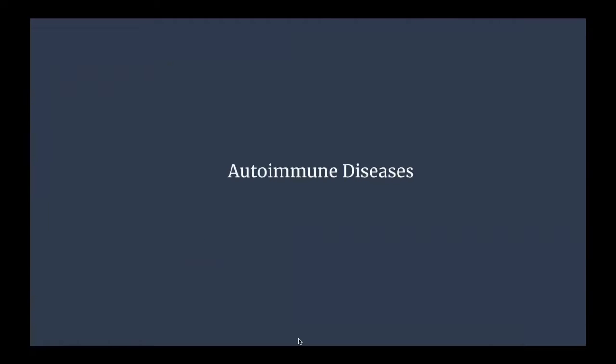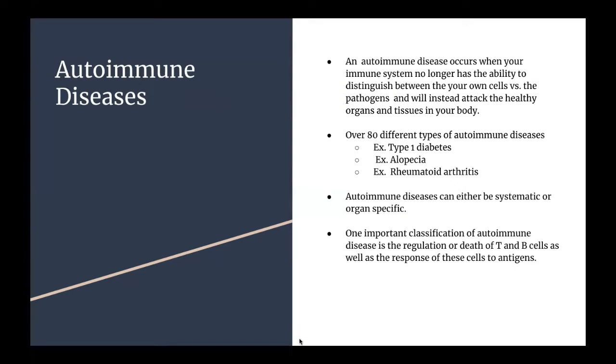Autoimmune diseases. Autoimmune diseases occur when your immune system no longer has the ability to distinguish between your own cells and pathogens and will therefore attack your own healthy organs and tissues. One important classification of autoimmune diseases is the regulation or death of T and B cells, as well as the response of these cells and antigens.